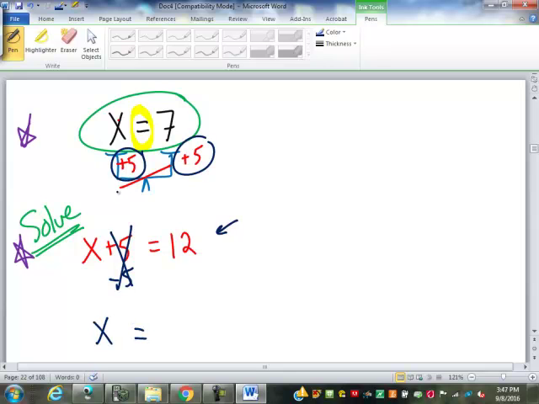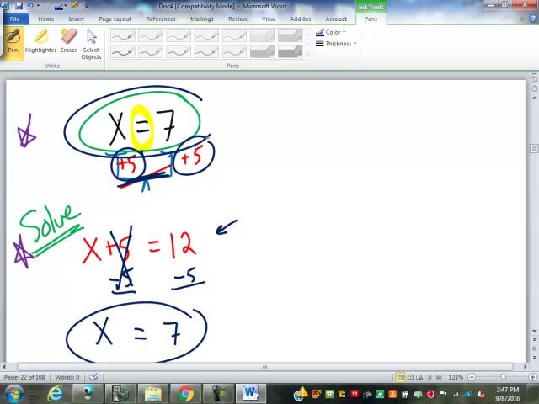We subtract 5, it takes that piece off, and we're left with x. Now again, it's a balanced scale. So to keep that scale balanced, we have to do the exact same thing to both sides. We subtracted 5 over here. We'll subtract 5 over here. What's 12 minus 5? 7. So we get x equals 7. That's exactly where we started. So we just solved that equation.